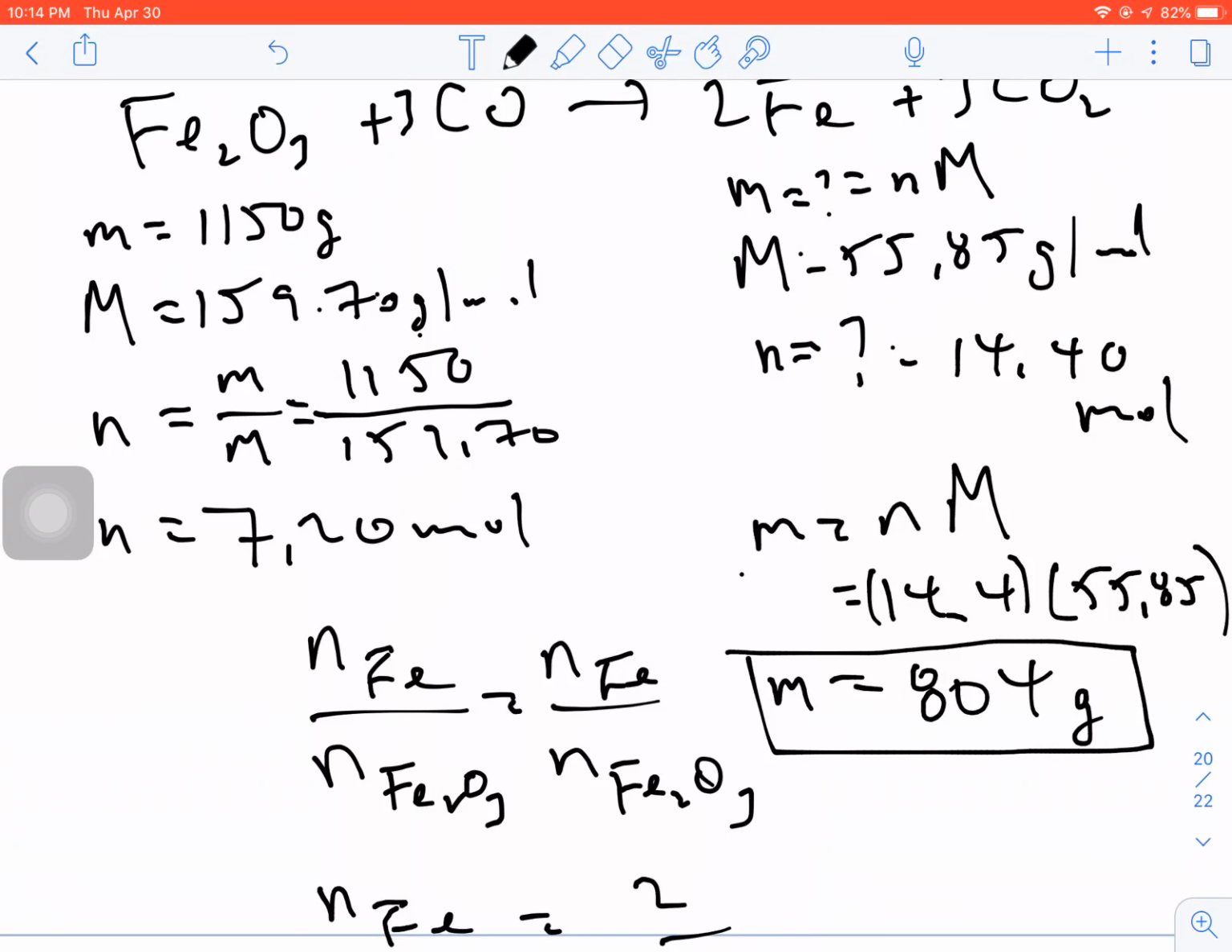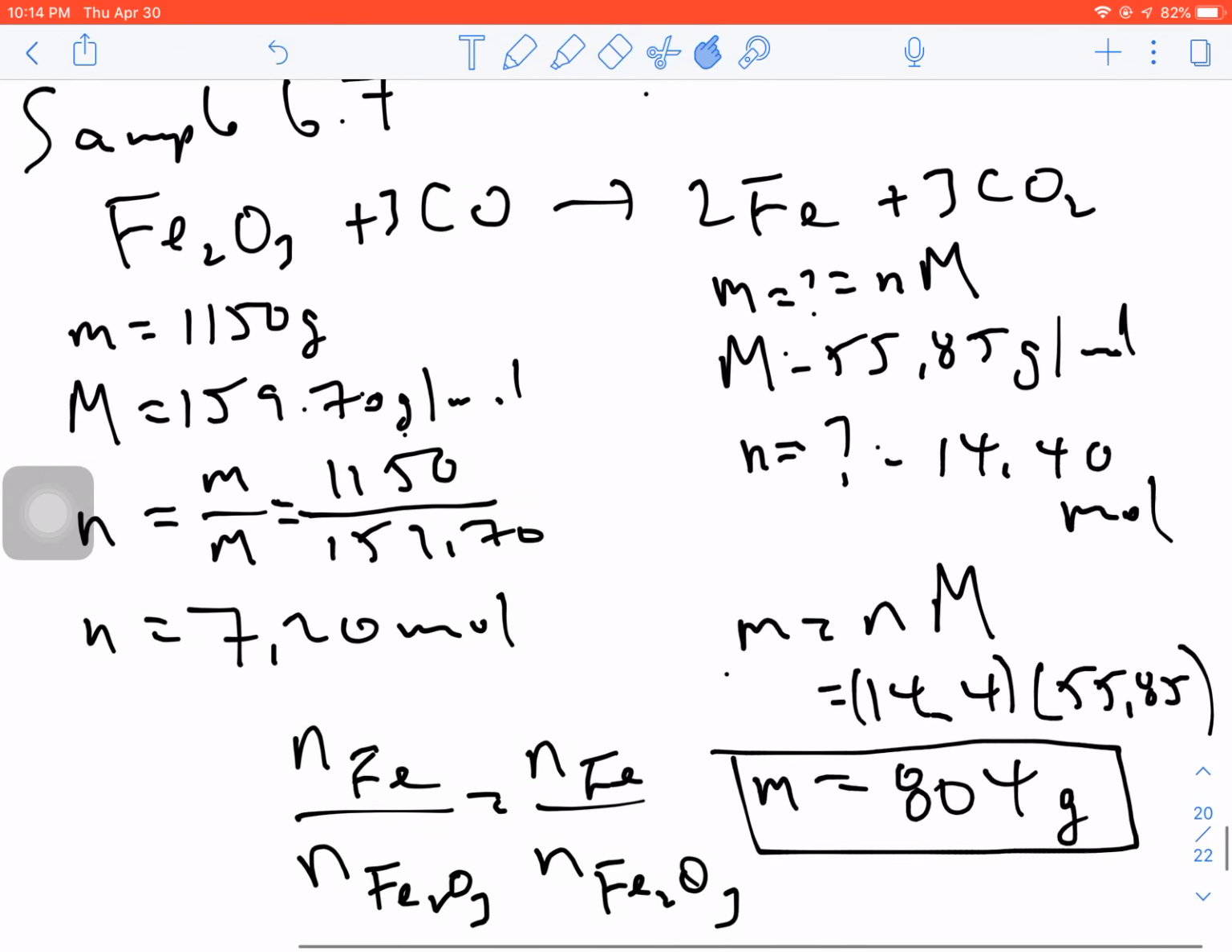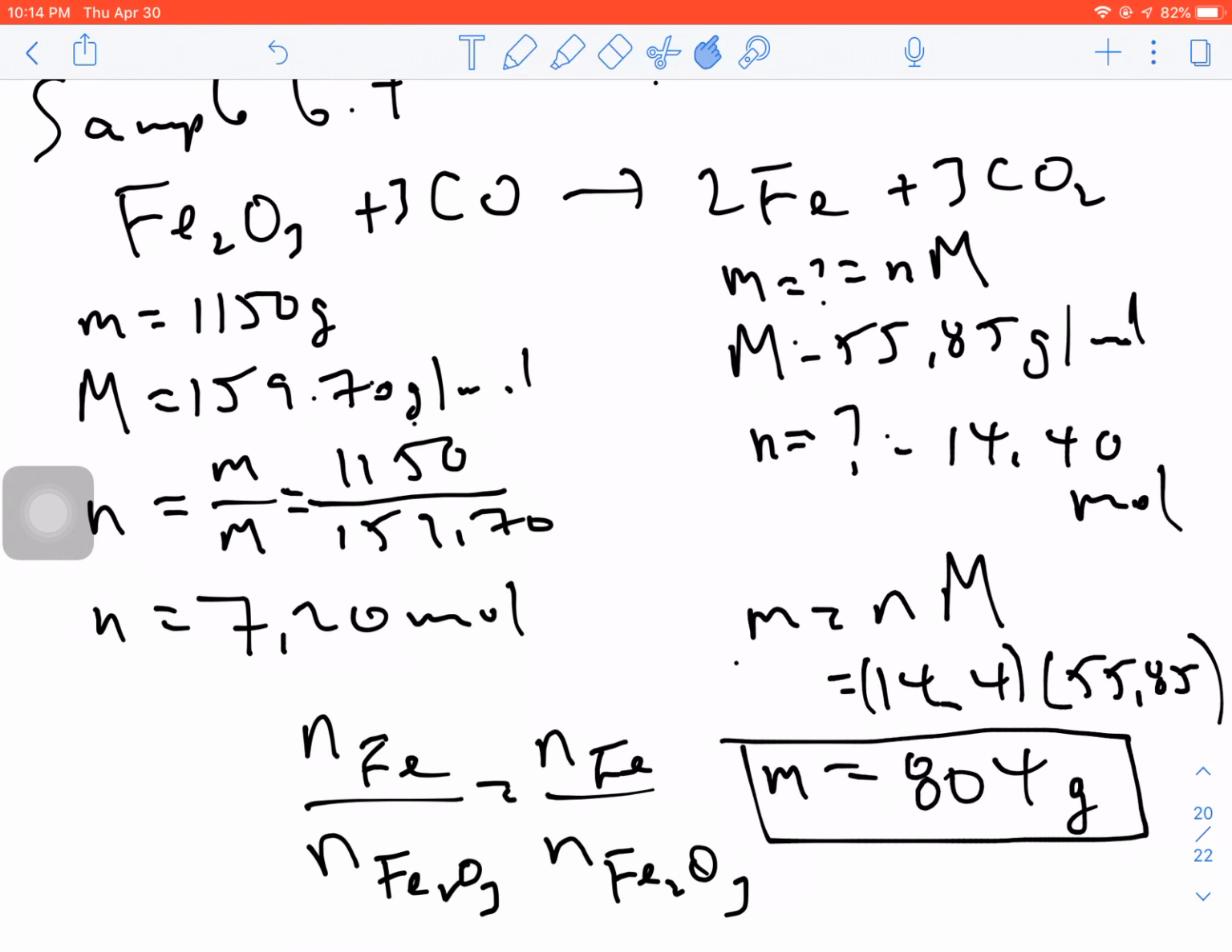Okay, so when we did this lab, and I did this experiment in the chemistry lab, I put in 1150 grams of iron(III) oxide with more carbon monoxide than I need. I put in tons of carbon monoxide so I wouldn't run out. And that way this becomes limiting. And because this is limiting, I use this to calculate the amount of iron I'm supposed to get. And I did the lab, I'm supposed to get 804.